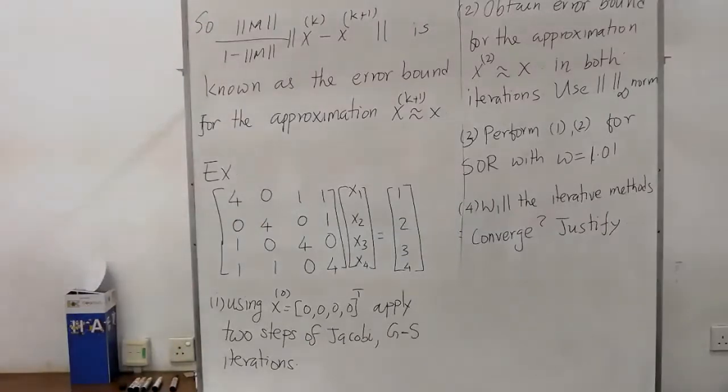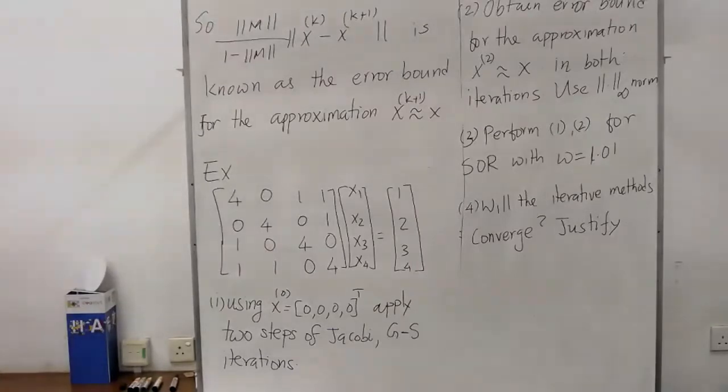And then they ask you to do all the things for an SOR method with omega, because whenever you are using an SOR method, an omega should be given. In this case, they give you omega equal to 1.01. The fourth part of the question is, will these iterations converge? Will the sequence generated by those iterations converge? And you have to justify your answer.